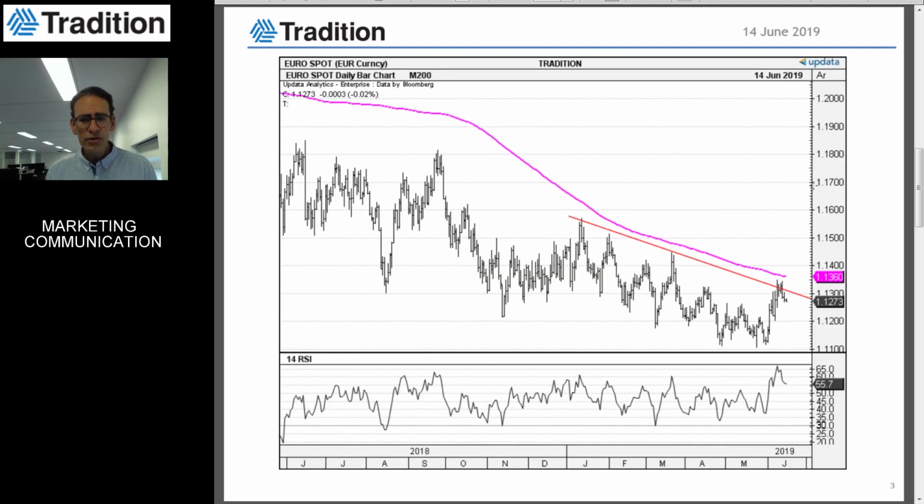If we now look at the euro dollar, unsurprisingly, this is a mirror of the previous chart. You can see that this declining 200-day moving average is providing resistance. That's what happened this week, with a failure to reach this declining 200-day moving average and the start of a reaction to overbought conditions. So this is once again the 14-day RSI. Right now you can see as well a critical juncture for the euro dollar.